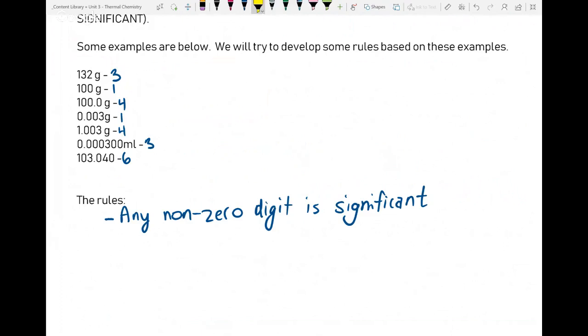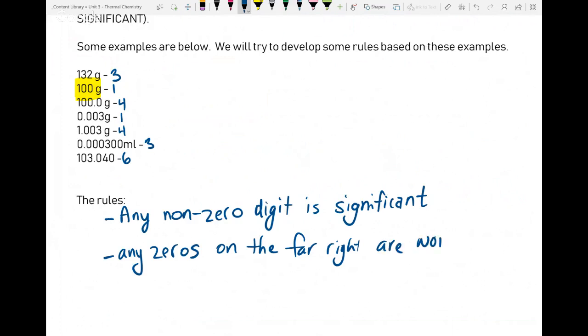But now let's look at what this rule tells us. Because this can give us our second rule. Any zeros on the far right are not significant.